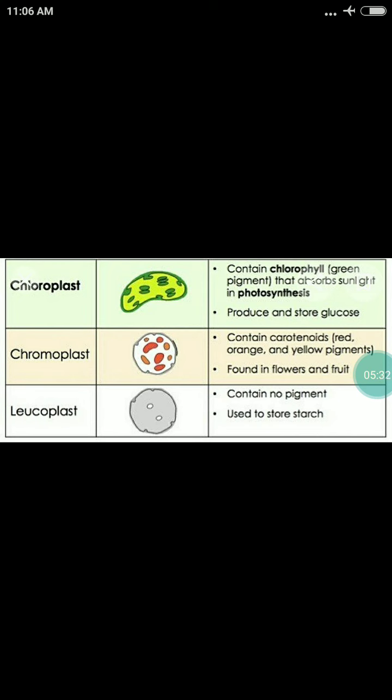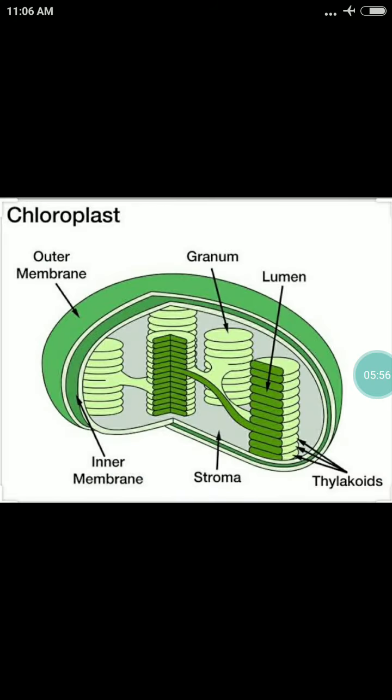Chromoplasts. Chromoplasts are colored plastids which contain carotenoids, which are red, orange, and yellow pigments, usually found in flowers and fruits. Leucoplasts. These are white or colorless, contain no pigment, and are used to store starch. Plastids are present only in plant cells.